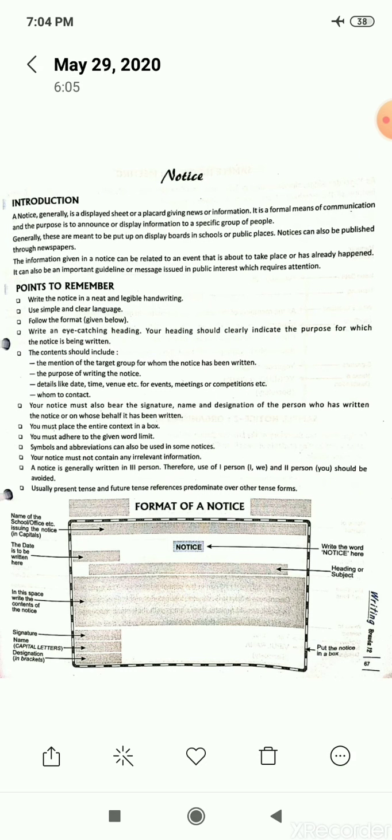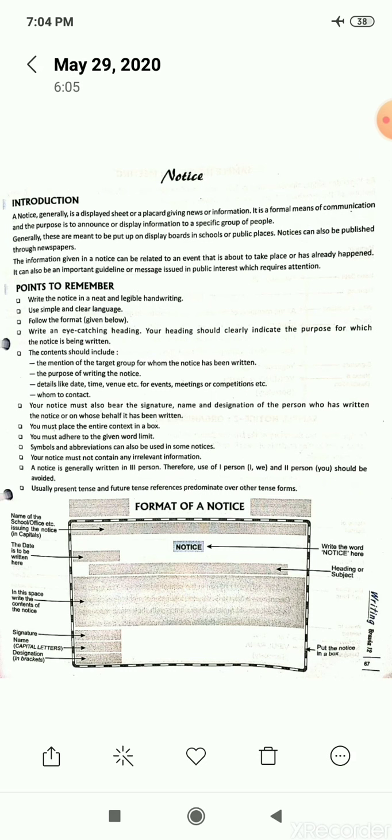So the notice should be written in such a way that it makes clear that it is meant for the students of BCom only, not for other courses. So the target group means the group of people the notice is for. I hope that's clear. The second point is the purpose of writing the notice.